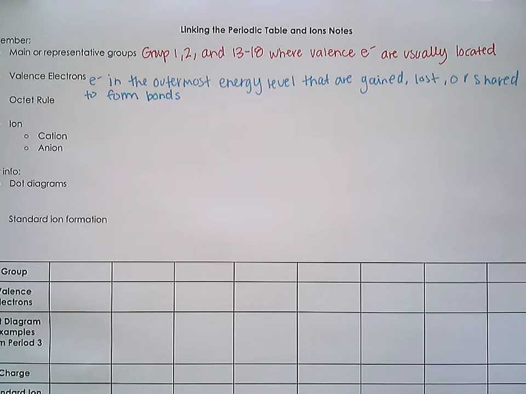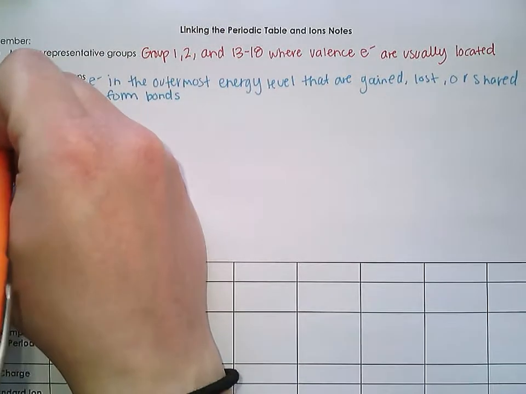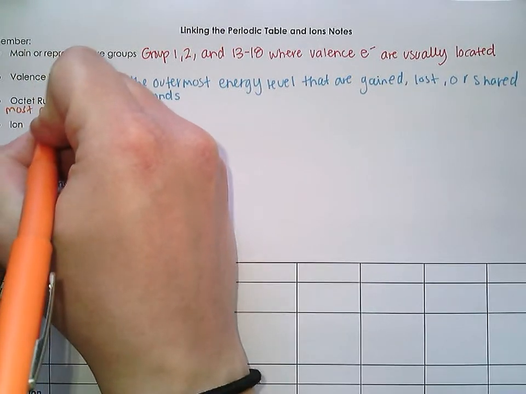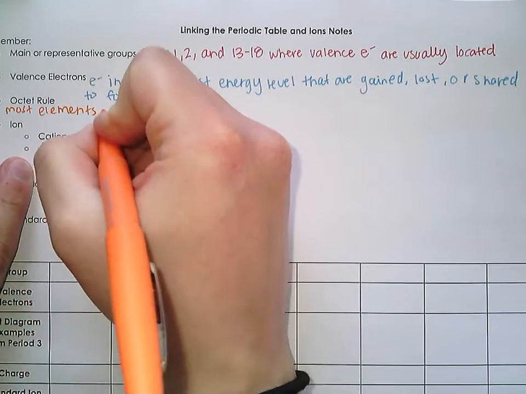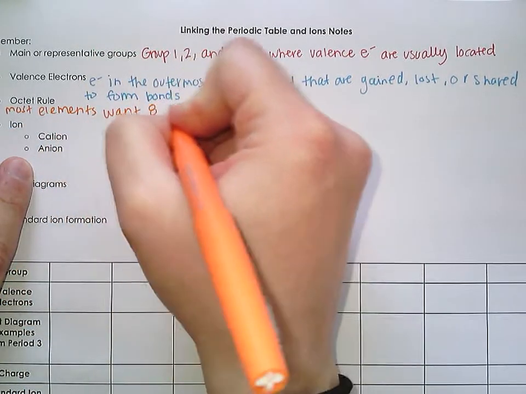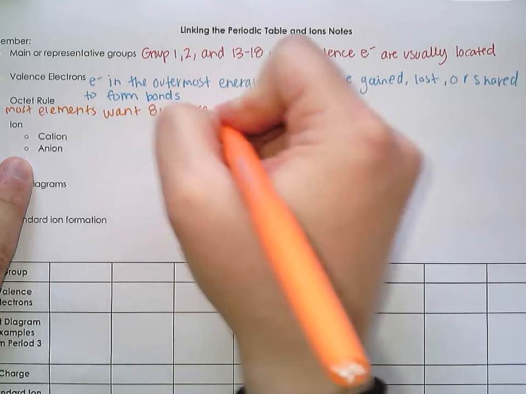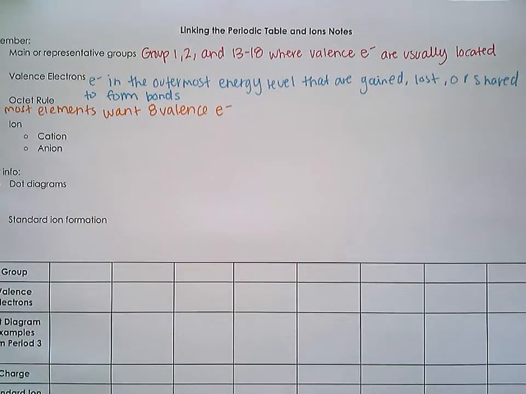Now let's talk about how elements often decide how many electrons to get rid of or to take in. And that's what we call the octet rule. So oct means 8. And it's a prefix. It's kind of a universal thing that you may have heard before, like an octopus. So oct means 8. The octet rule says that most elements want 8 valence electrons. That's their goal. They want 8 valence electrons.